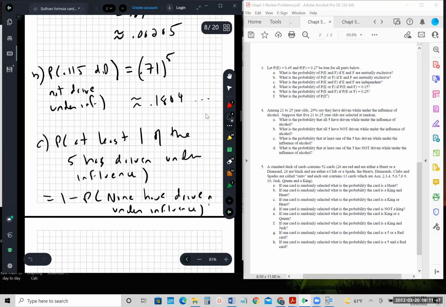Okay, well, we already know the answer to that one, because if you look at what we already found, if none have driven under the influence, what would be the opposite of that? So if you look at our 2 previous answers, that would mean all 5.